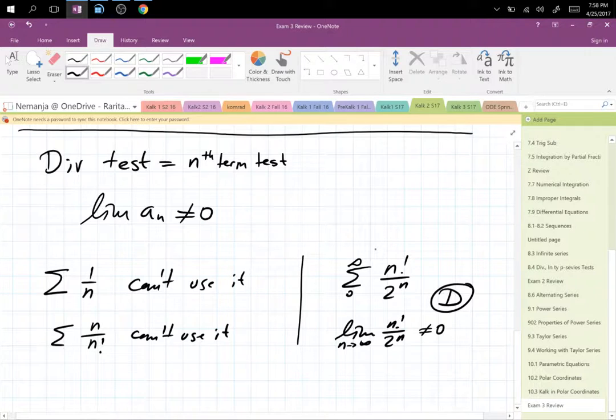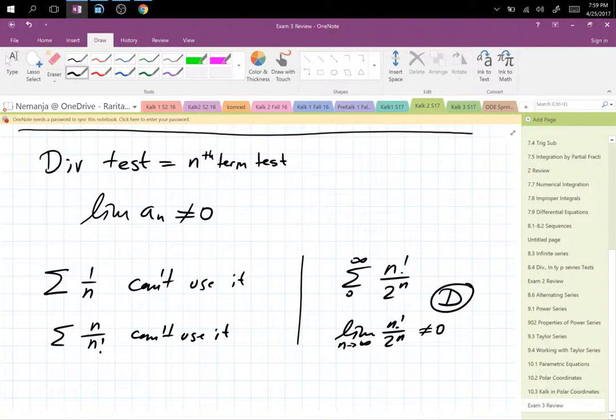So it is the go-to test, the first thing you try, just like for integration. What is the go-to method of integration that you always try first? U sub. If that doesn't work, then you go and break your head on partial fraction decomposition or any other method. So divergence test is to be tried first.